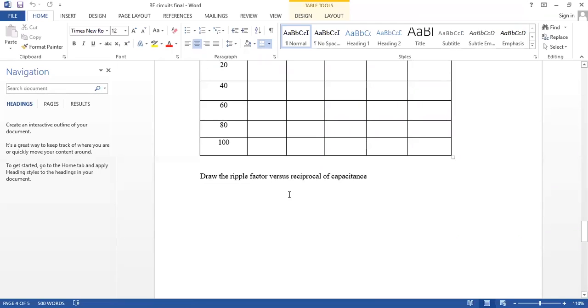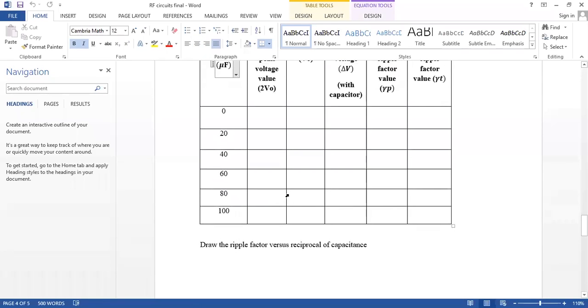Okay, that's it. The midpoint, upper point and lower point you should find, and you should plot the graphs. Okay. So shall we start the practical session now?